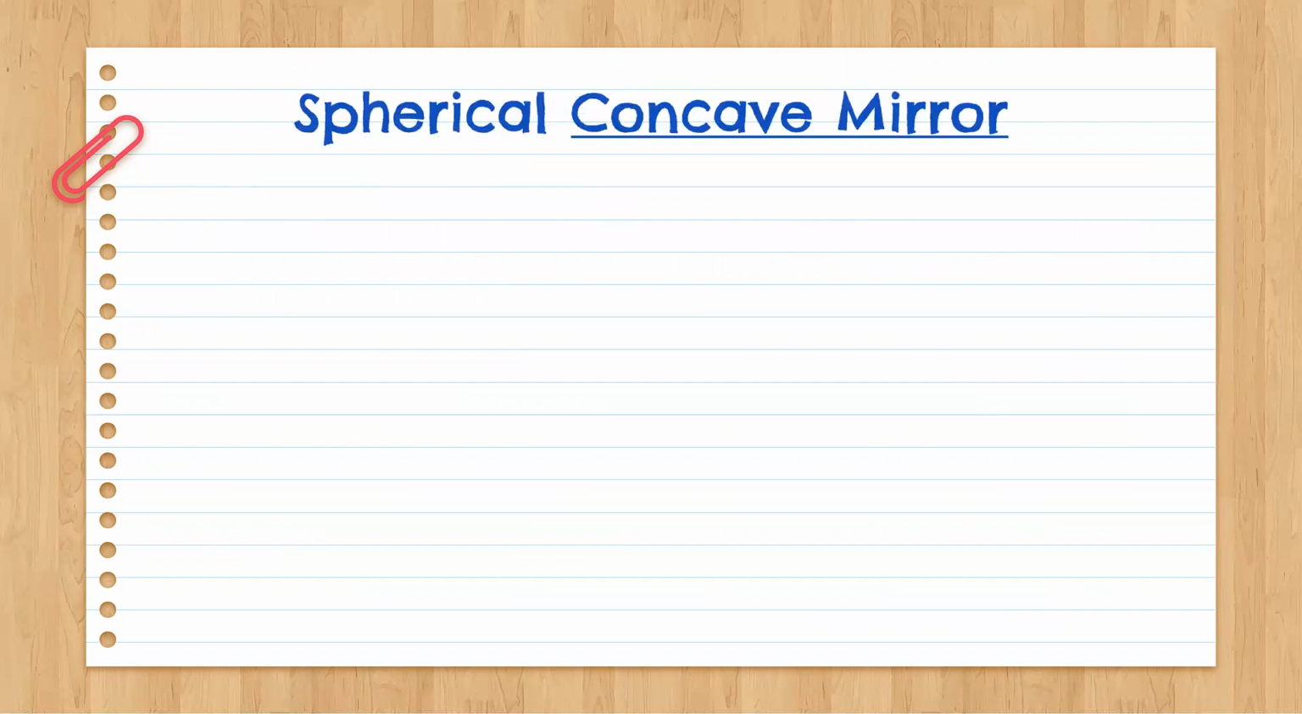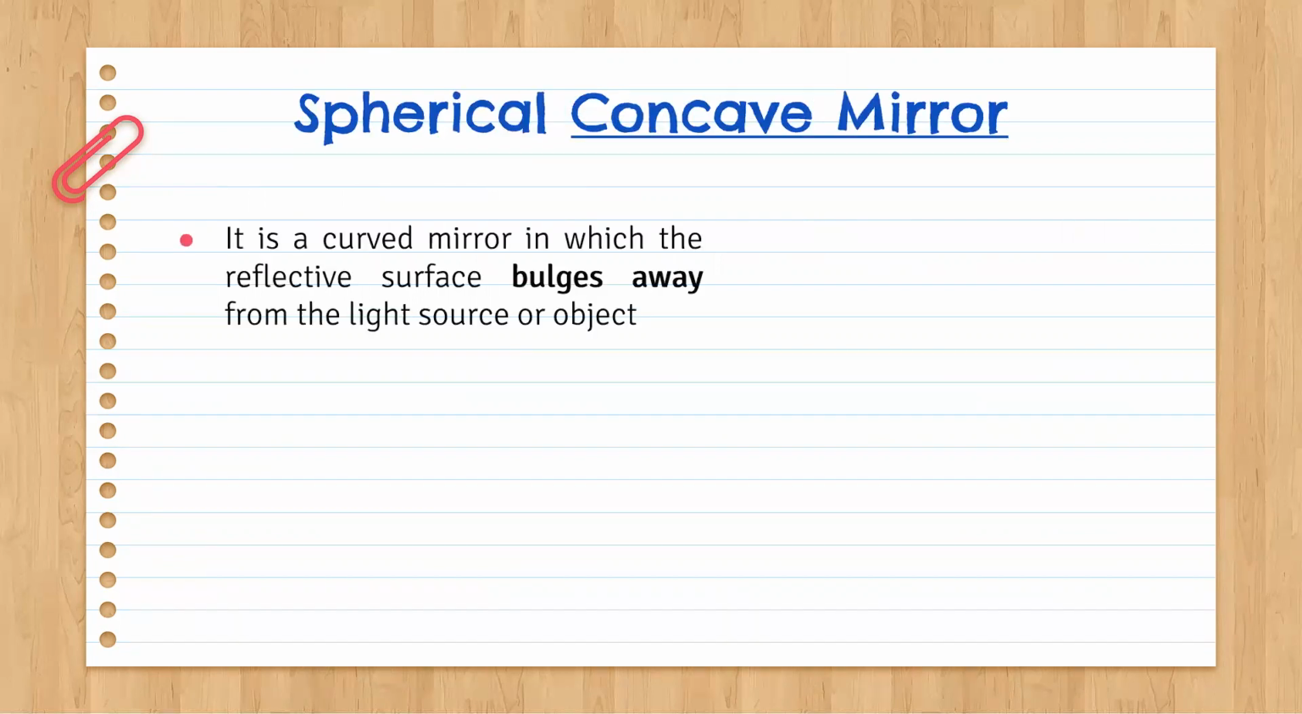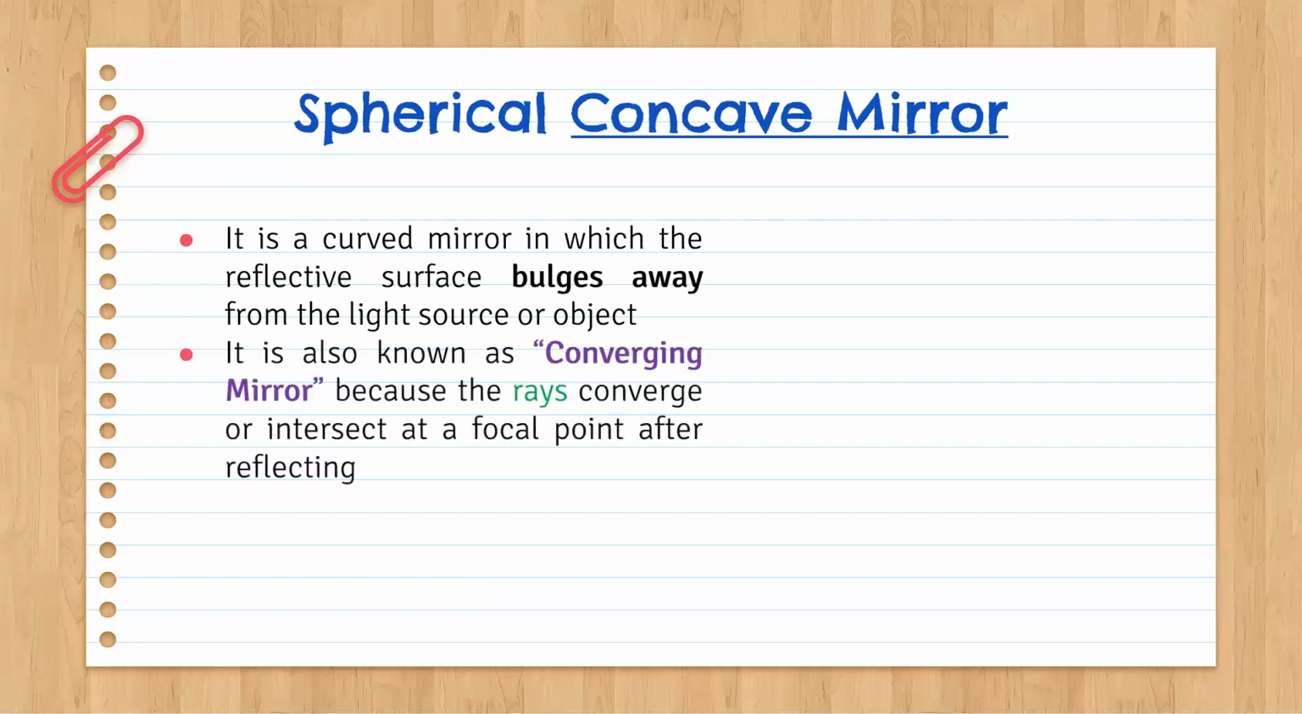The concave mirror is a curved mirror in which the reflective surface bulges away from the light source or object. It is also known as converging mirror because the rays converge or intersect after a focal point after reflecting.